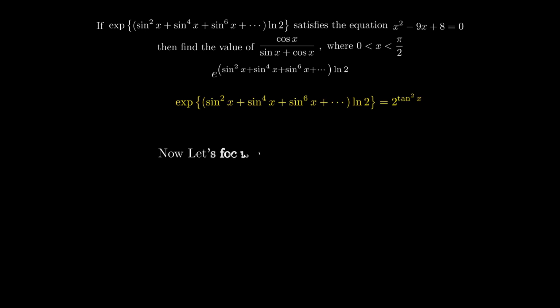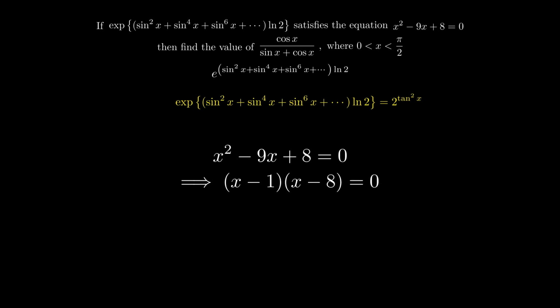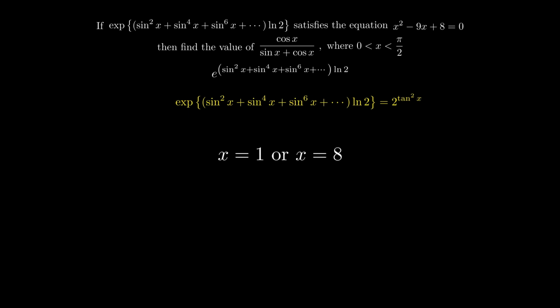Now let's turn our attention to the quadratic equation we were given, which is x squared minus 9x plus 8 equals 0. We'll solve the quadratic equation by factoring it. Factoring gives us (x minus 1) times (x minus 8) equals 0. This means x could either be 1 or 8. So now that you know that this equation has these two values as its roots, this means that 2 to the power tan squared x is either equal to 1 or equal to 8.